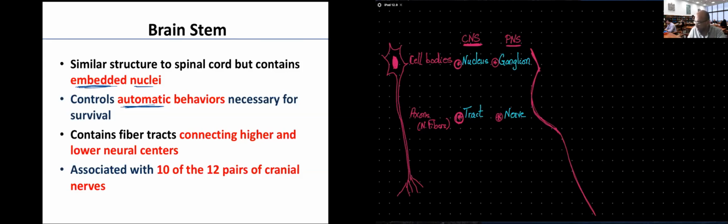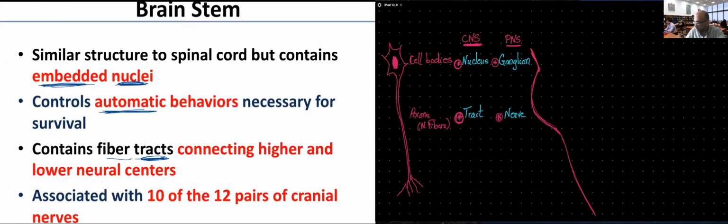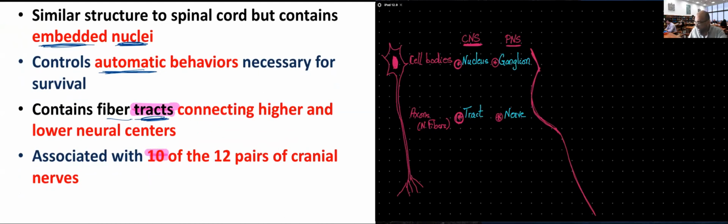So the brainstem consists of nuclei, which are clusters of cell bodies of the neurons, and also tracts that will be carrying those signals up towards my cerebrum, or down from the cerebrum to the spinal cord. The brainstem is associated with 10 of 12 pairs of cranial nerves. So we've got 12 pairs of cranial nerves that get their origin from the brain. 10 of those 12 pairs are coming from the brainstem.